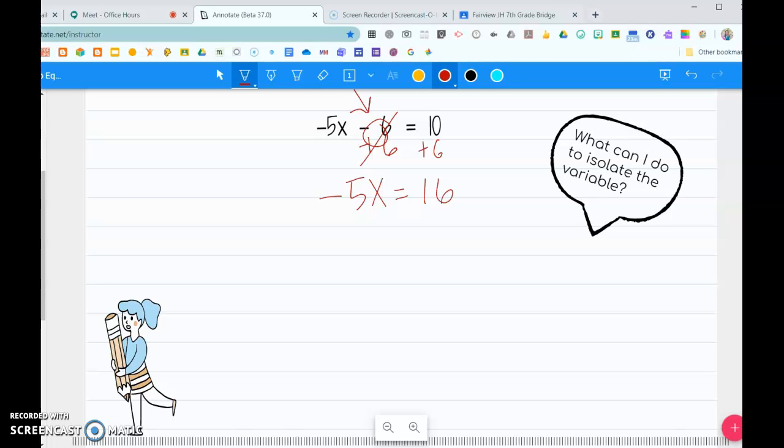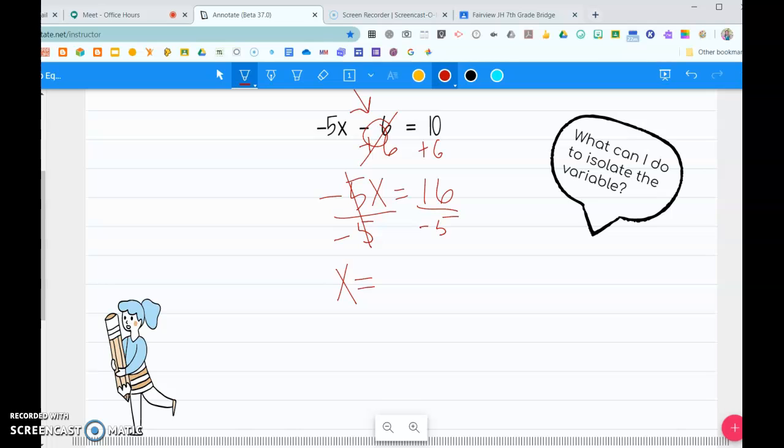Then I'm going to try to separate the negative 5 and the x. How do you separate them? Well, what's happening to them in the equation? It's being multiplied, so the inverse operation would be to divide. What you do to one side, you do to the other. And you should have done one-step equations with everything from multiplication, division, addition, and subtraction last year. So now we're just putting all of those things together.